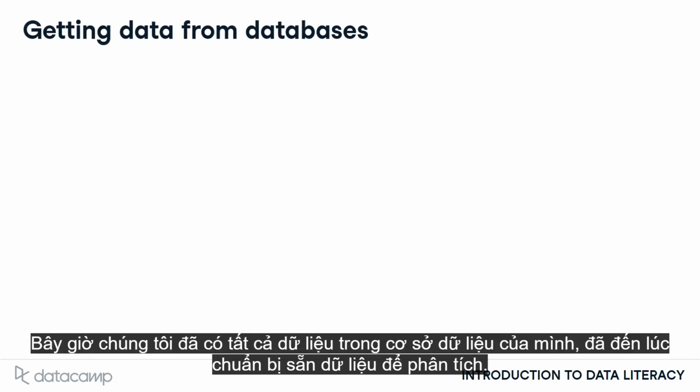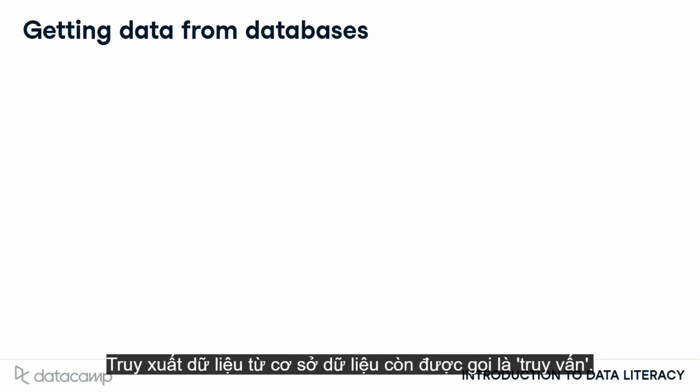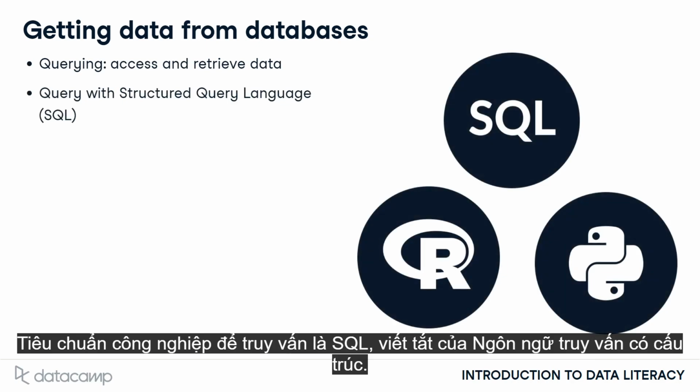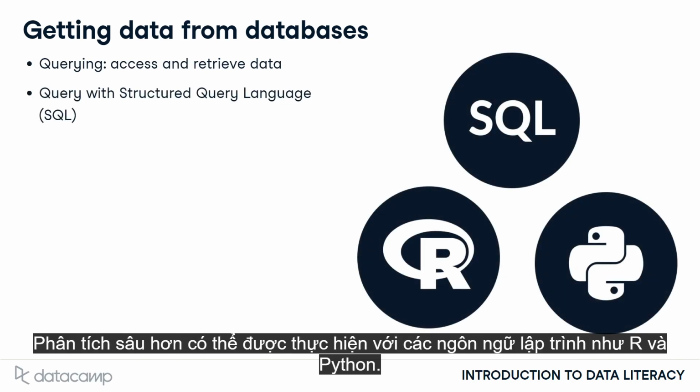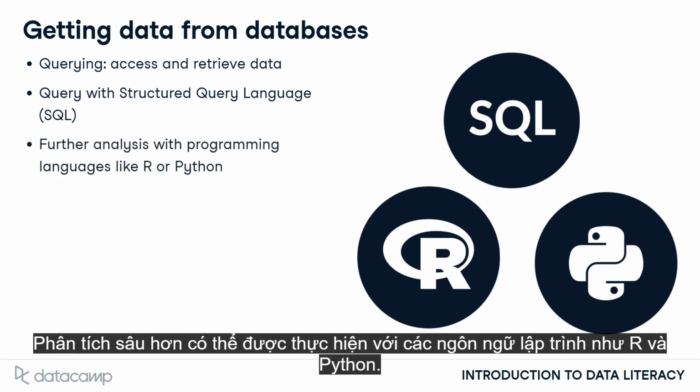Now that we have all the data in our databases, it is time to get our data ready for analysis. Retrieving data from databases is also called querying. The industry standard for querying is SQL, which stands for Structured Query Language. Further analysis can be done with programming languages like R and Python.